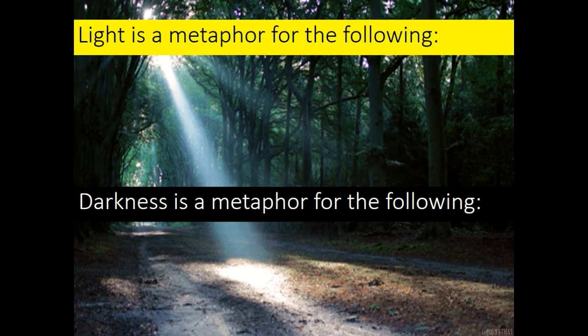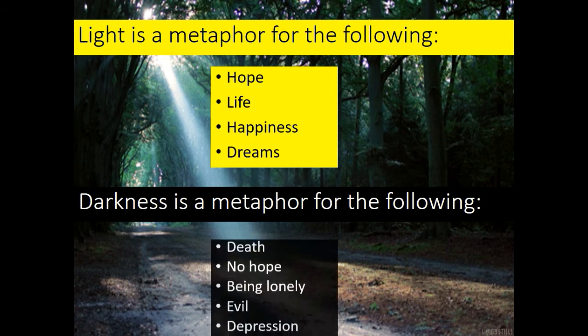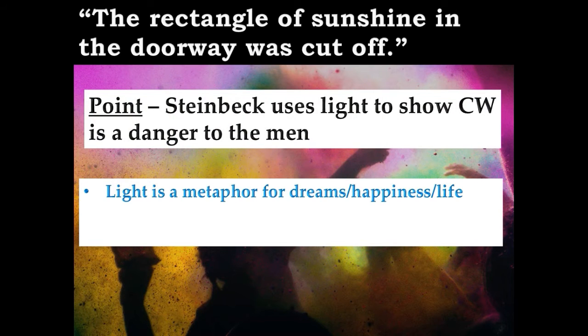Okay, so we talked about in my sessions that light is a metaphor for the following: hope, life, happiness, dreams, and darkness is a metaphor for the following: death, no hope, being lonely, evil, depression. So if light is a metaphor for hopes, dreams and life, and Curley's wife has cut it off, what does that say about the character? Well, it says that she will maybe stop their life, stop their dreams, that she's going to be a reason in the novel why people aren't going to achieve their dreams. We can also talk about the fact that she will stop their dream, but she's also going to stop the American dream.